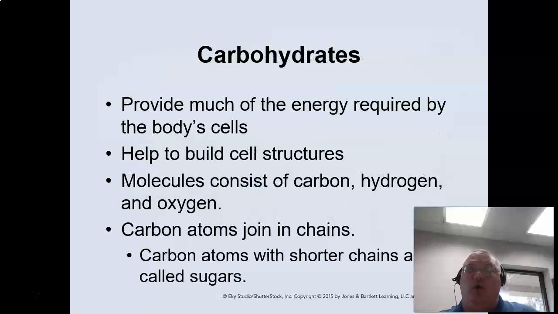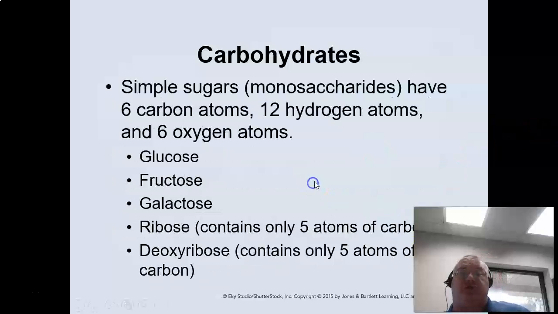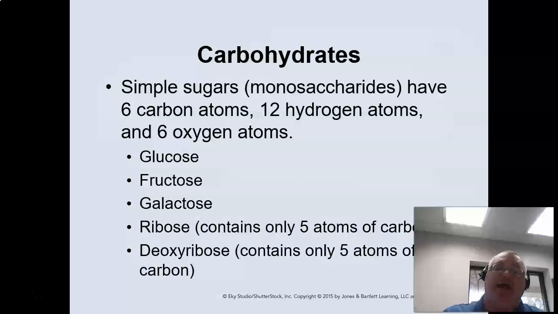Carbohydrates, that's our fuel, okay? When we break down our food into carbohydrate molecules, your carbon atoms with shorter chains are then called sugars. There are 3 types of sugars that we're going to talk about. The simple sugars, which are monosaccharides, and we should recognize at least one of these. Glucose, that's our primary one, but also fructose, usually found in fruits. Galactose, usually in milk products, and ribose, which by the way only contains 5 atoms of carbon.